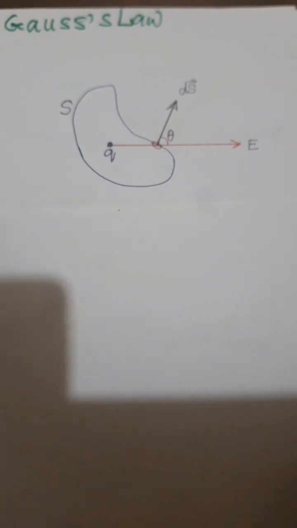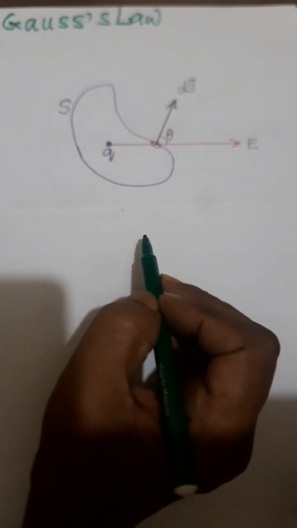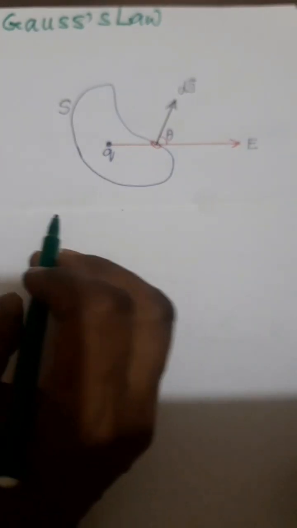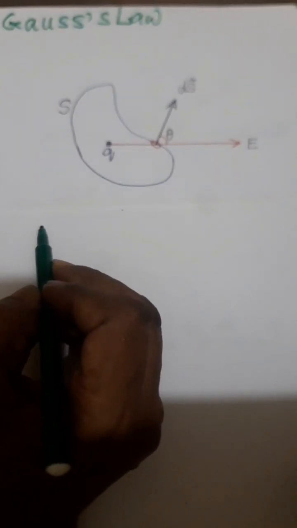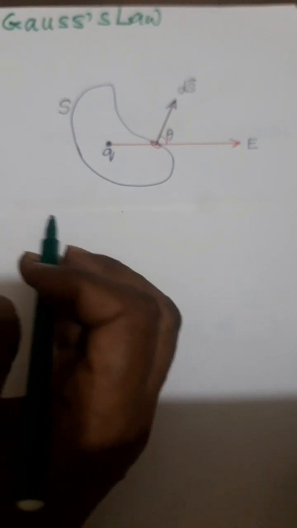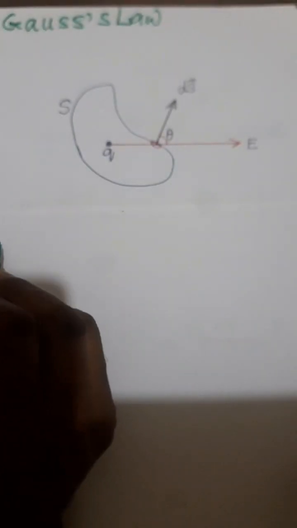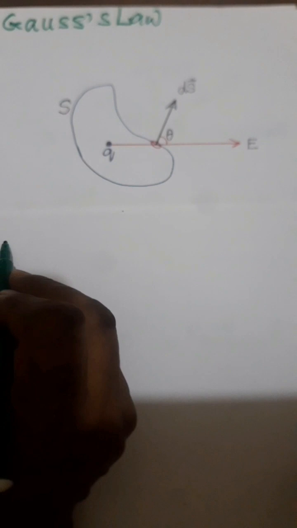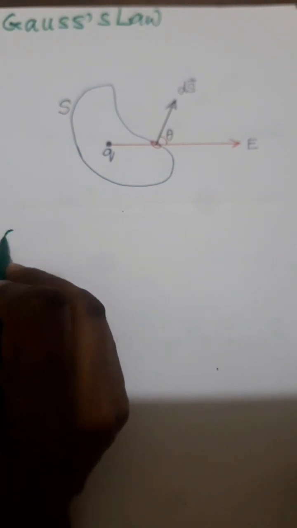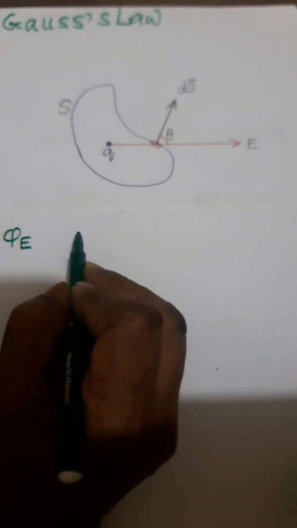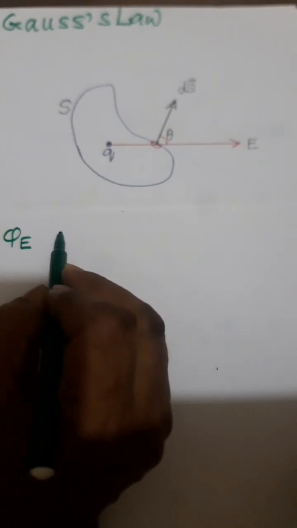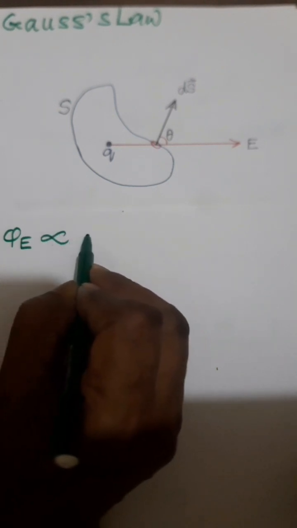Now we state Gauss's law. The electric flux phi E of a closed surface is proportional to the charge Q within the surface. I repeat, the electric flux phi E of a closed surface is proportional to the charge inside the surface.